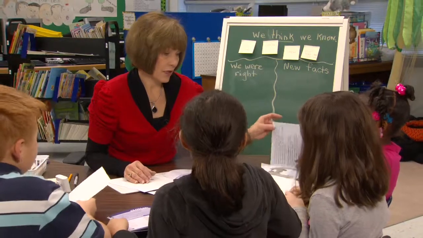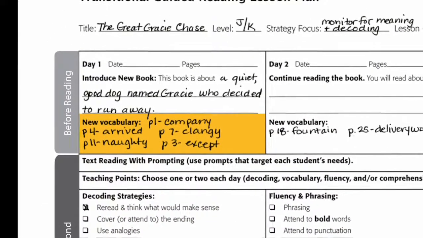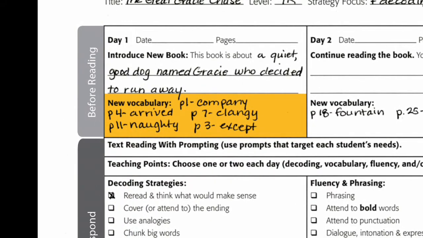As the students preview the book, introduce new vocabulary. Transitional readers may also need help decoding unfamiliar words.